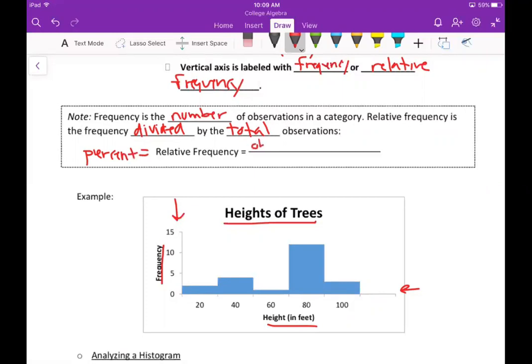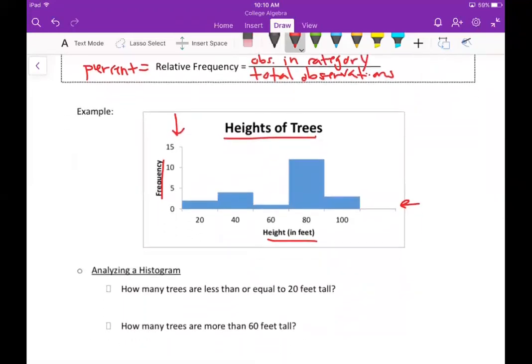And you just take however many observations there are in the category you're interested in, and divide that by however many total observations there were, however many total data points there were. We're going to do an example of that here in a second. But that would be the difference. So instead of saying that there are 2 trees between 0 and 20 feet tall, you would see whatever percentage of trees in the data set that represents.